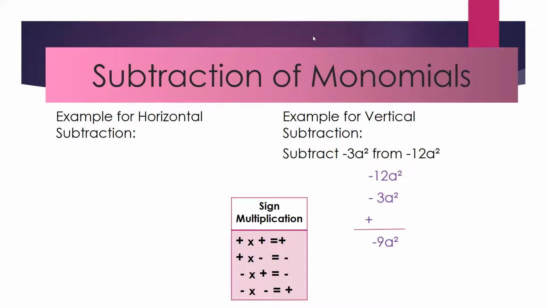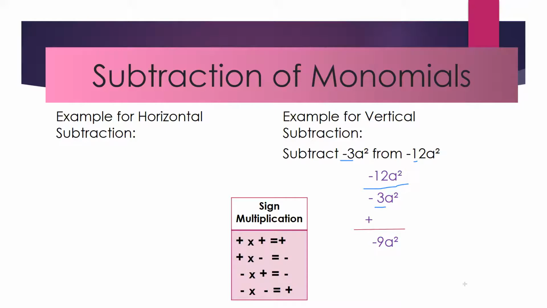Step number one is we have to write down which term first? Minus 3a first? No. The term which is written after "from" is going to be written first. So first we write minus 12a. Then write down the second term, that is minus 3a. Then what we have to do? We just have to change the sign of the second term.